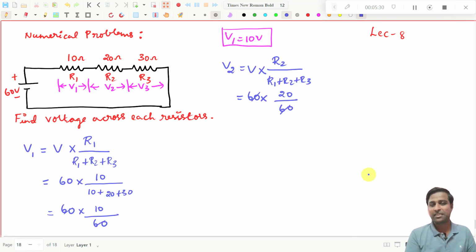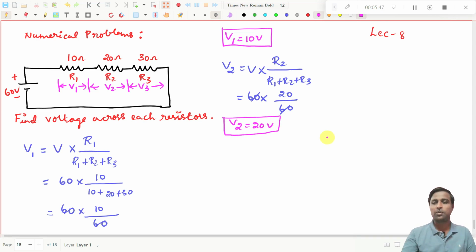Obviously these two will be cancelled out. Always these two will be cancelled out because the formula is like that, right? Always here also it will be cancelled out. Here also it will be cancelled out. Anyhow, what is the V2? V2 will be equal to 20 volt. That's all.